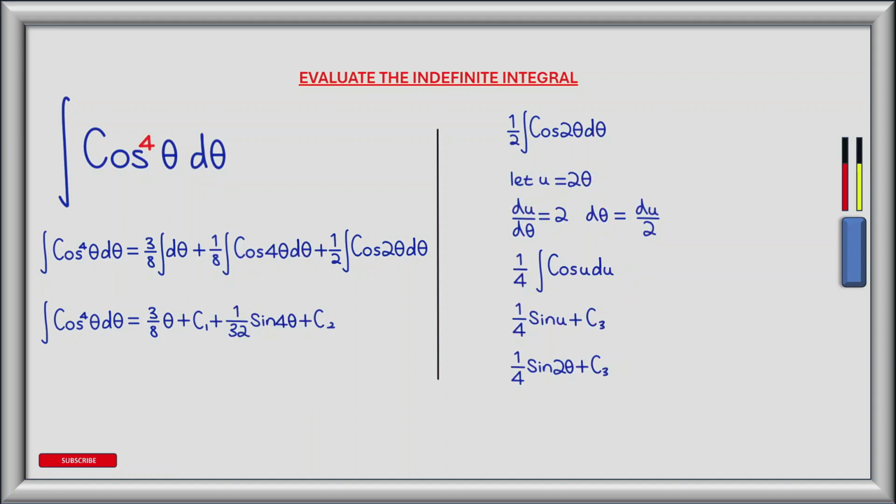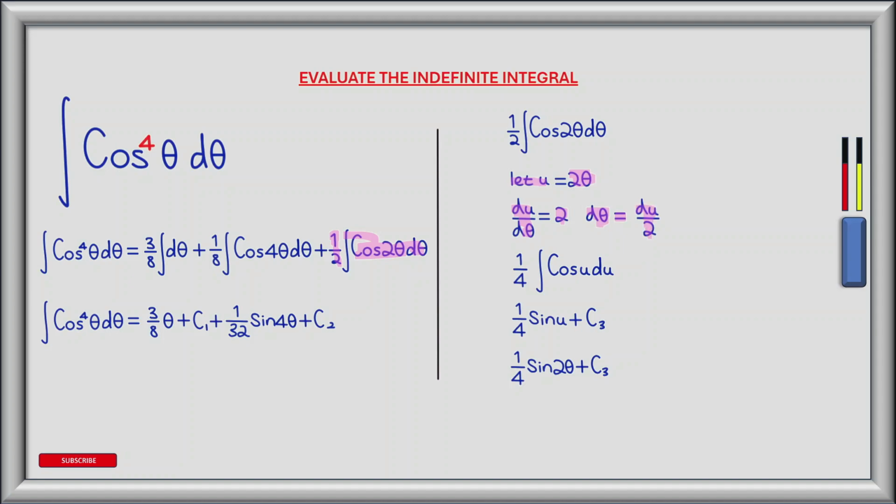Let's now look at our third and final integral. So we have a half multiplied by the integral of cos2θ dθ. Once again, we're going to be using U-substitution to evaluate this. So we can begin by letting u equal 2θ. So du by dθ is 2, and it therefore follows that dθ is a half du.